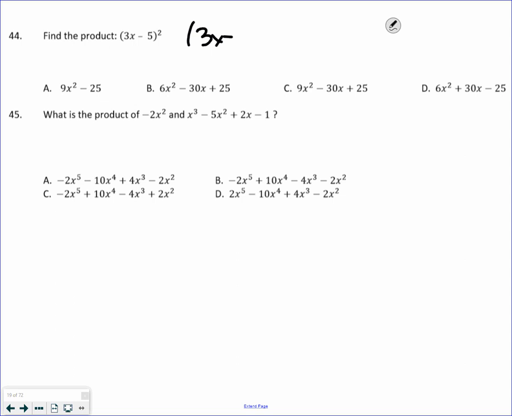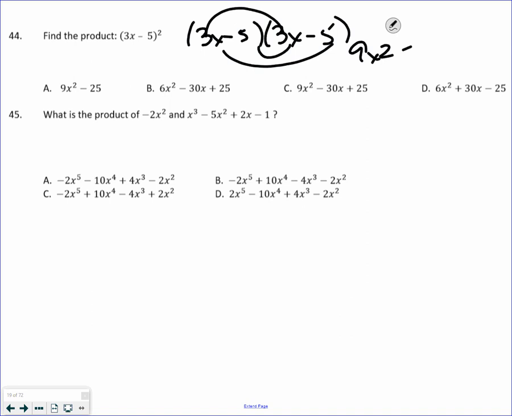3x minus 5 squared. Please do not just square both terms inside there. Please make sure that you FOIL this out. You end up getting 9x squared minus 15 and another minus 15 makes a minus 30x plus 25. So skipping some steps there, but C is the correct answer.